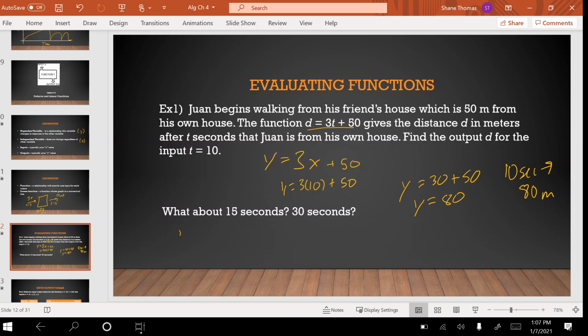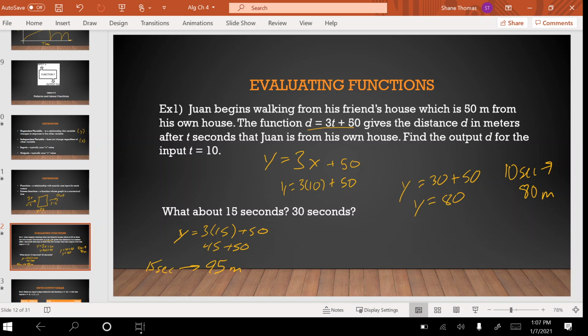Well, if I want to find 15 seconds, I'm going to say 3 times 15 plus 50. What's 3 times 15? 45. 45 plus 50 is 95. Good. So in 15 seconds, he went 95 meters.